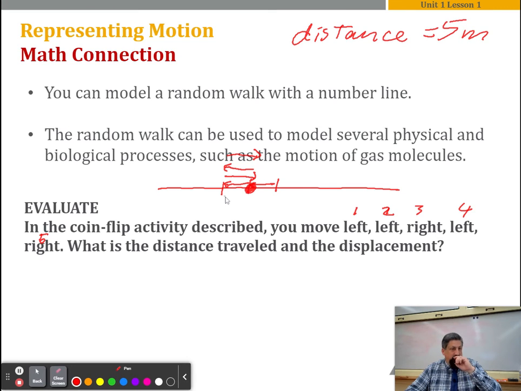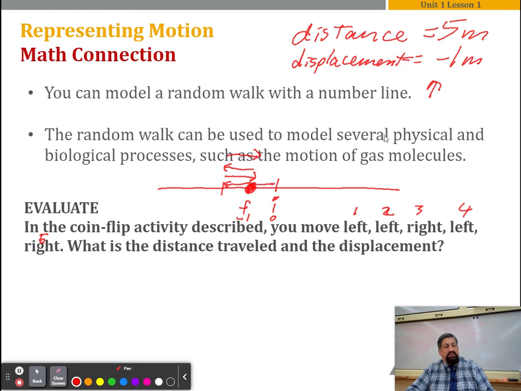But your displacement, remember, is only your final position minus your initial position. So here's your final position, here's your initial position. Your displacement: this is -1, and this is 0. So -1 minus 0, your displacement is -1 meters. And I said displacement has direction. That negative sign tells us the direction.